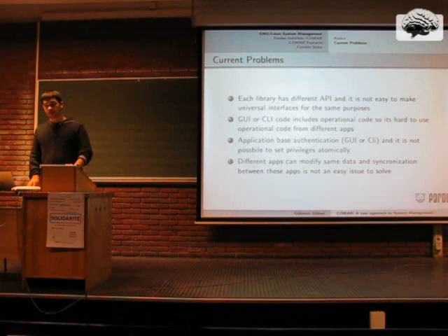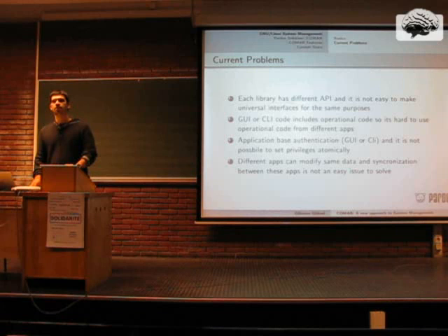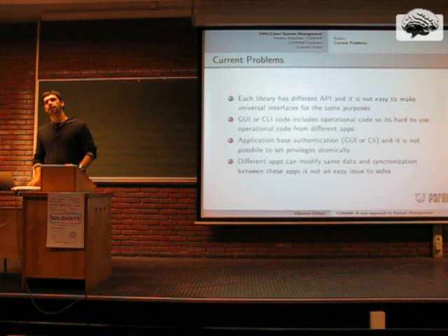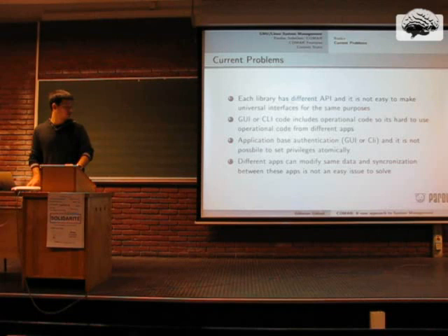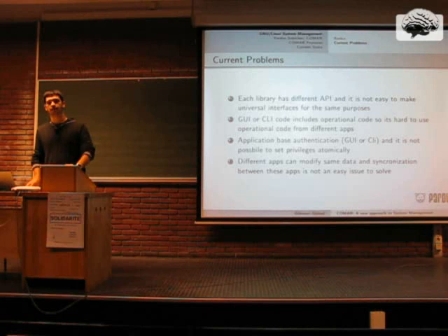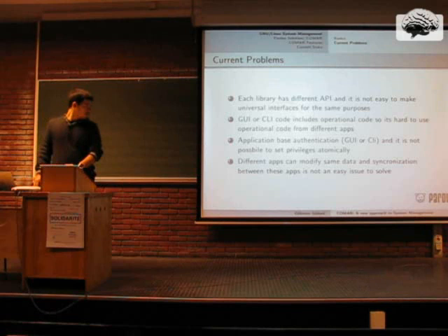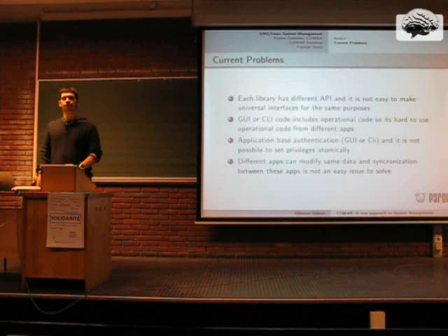The authentication problems are getting hard. Each application comes with its own solution of authentication, or they just use superuser privileges. It is not possible to make atomic privileges. You just give control of the whole room or not, but you cannot give just the on/off control of the light for one person. And also, different apps can work on the same data, so the synchronization between these applications about this data is getting hard.